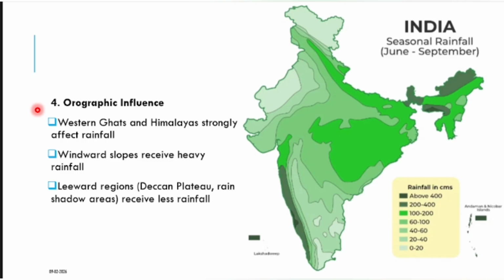Windward slopes receive heavy rainfall. This is windward. In wind there are two technical concepts. One is windward, another one is leeward. If wind is blowing in this direction, whatever is there in my front is called windward, the back side is called leeward. After this you will not have leeward directions, it will be very little. Deccan Plateau region or rain shadow regions.